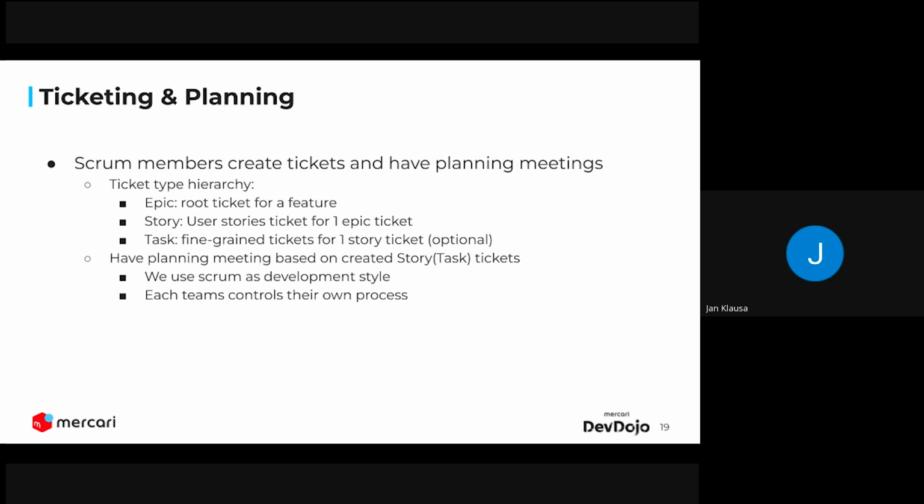And next is the planning meeting based on the created story or task tickets. We have a meeting to estimate each ticket, how long we need for each ticket. And we decide how many tickets will be included in a sprint.